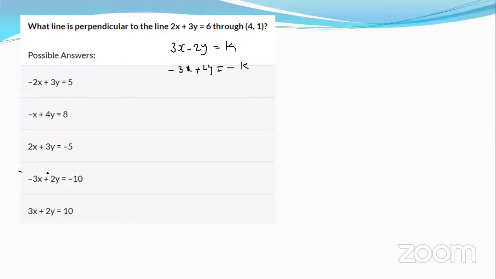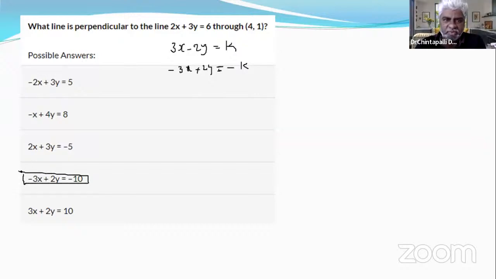Negative 12 plus 2 is negative 10. You are plugging in, checking the point. It is negative 12 plus 4 plus 2, which is equal to negative 10. Yes, this is the correct answer. Your thinking is good to analyze the question.